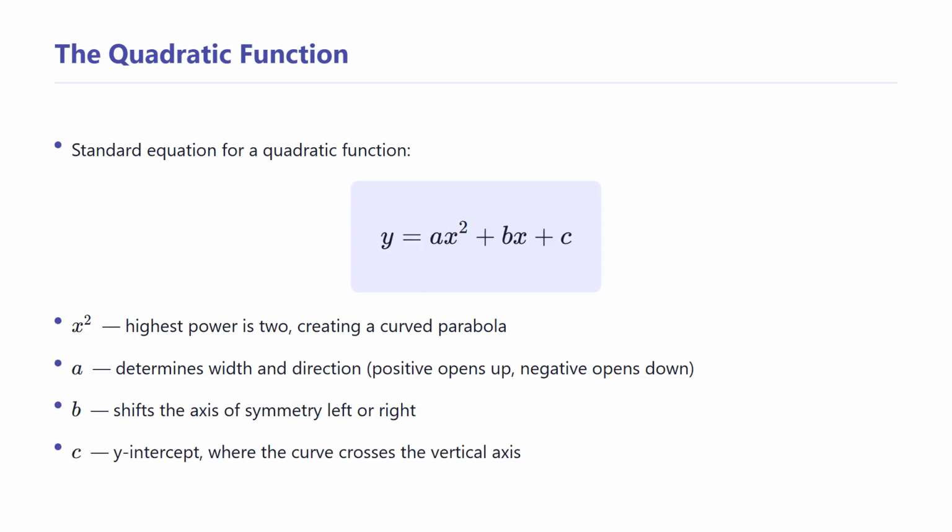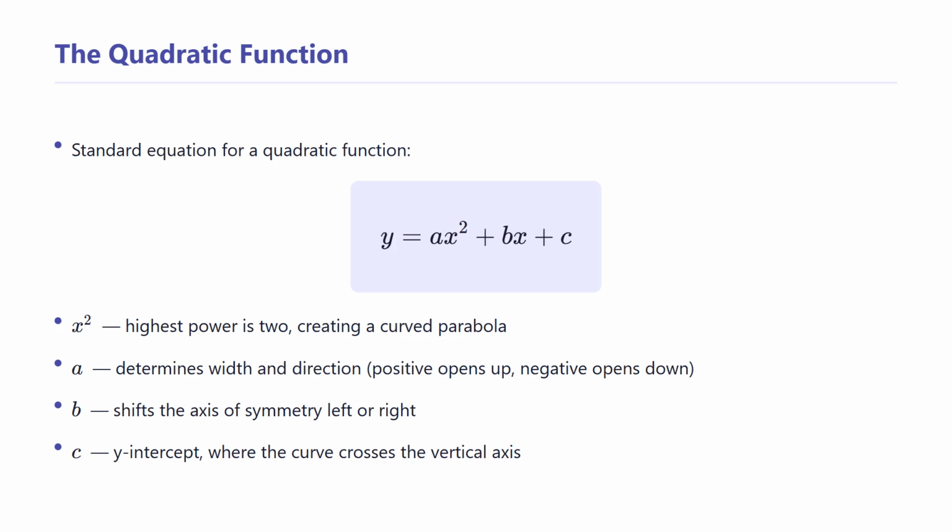Having mastered straight lines, we now step up to changing rates of change, modeled by the quadratic function. This formula, y equals a times x squared plus b times x plus c, creates a U-shaped curve called a parabola. The highest power here is 2, which is what causes the curve.